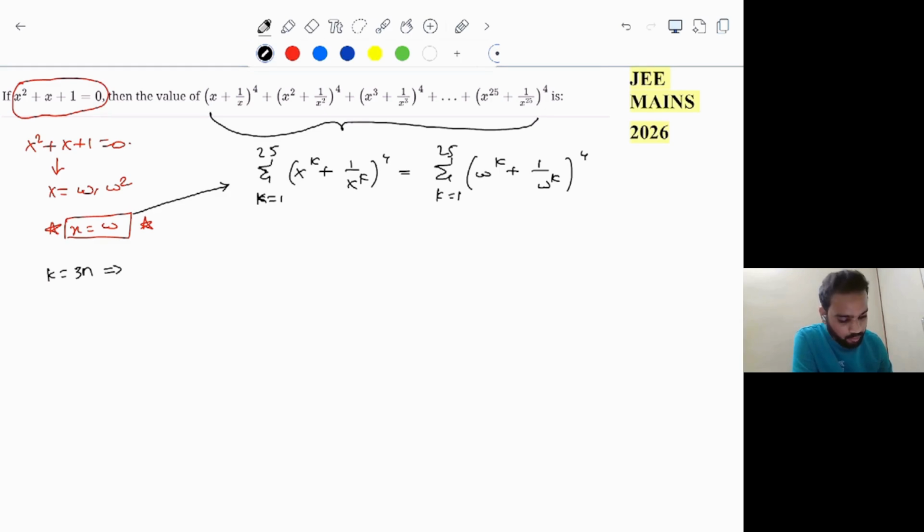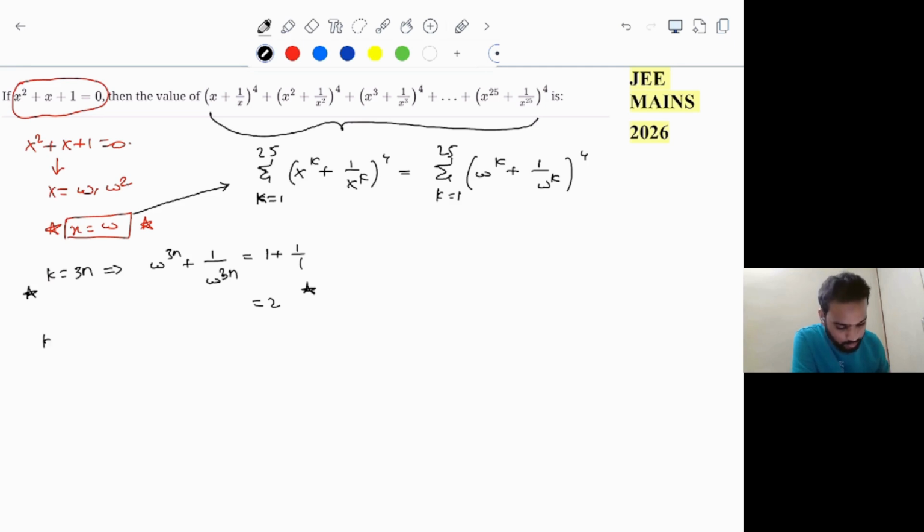So if k is a multiple of 3, what happens is this will be omega power 3n plus 1 by omega power 3n, right? Because I'm taking k is equal to 3n as first case, which is multiple of 3. We know that omega power 3n is also same as omega cube whole power n, but omega cube is always 1. So in this case, what you get is 1 plus 1 divided by 1, which is equals to 2. So the conclusion here is whenever we have the power of omega in that expansion as multiple of 3, you get the answer as what? 2. That is the value of omega power k plus 1 by omega power k.